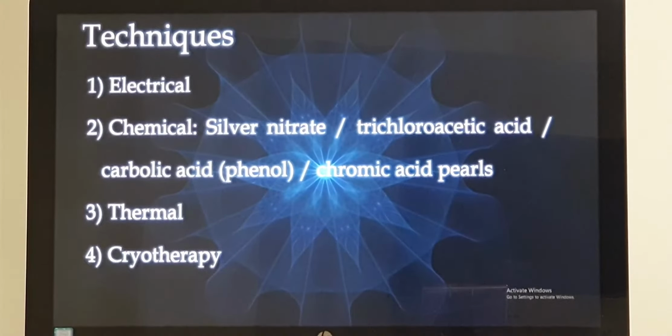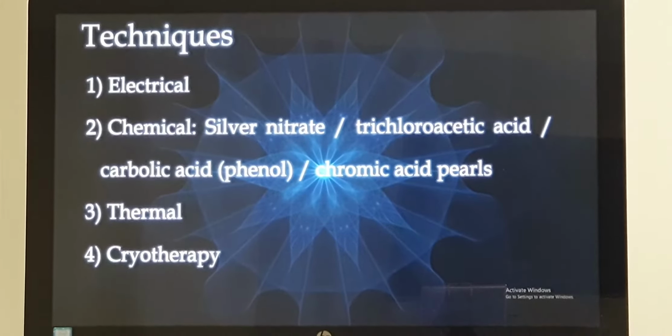Cauterization, you have four different types. One is electrical cautery, second is chemical cautery, third being thermal, and the last one is cryotherapy. For chemical cautery, we use any one of these four chemicals: silver nitrate, trichloroacetic acid, carbolic acid, or chromic acid pearls. And most often it is silver nitrate which is used. Now let us deal with each one.